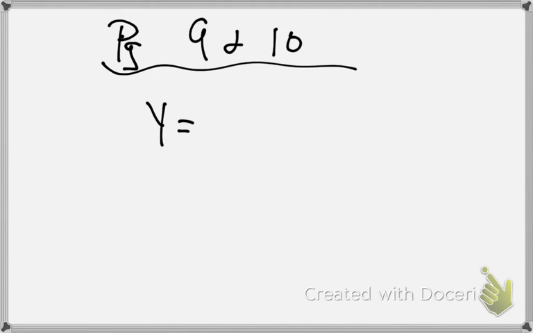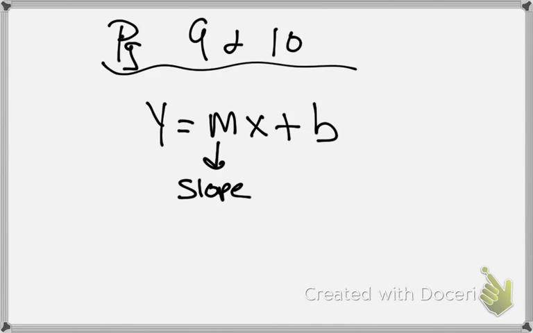Before we get into the packet work exactly, we're going to start by reviewing what is slope. So slope is described as the equation mx plus b. This should be review from last time and past years that you've had in math. Our m represents our slope, and our b represents our y-intercept.